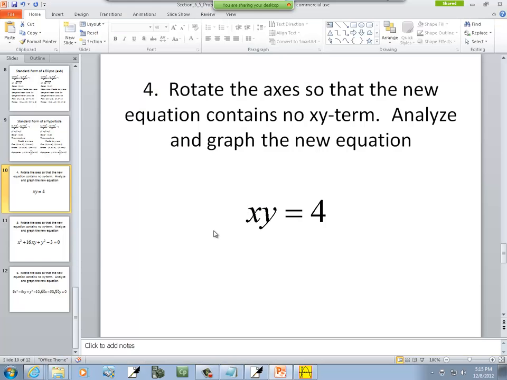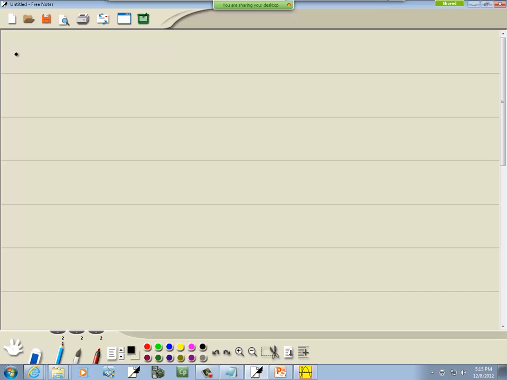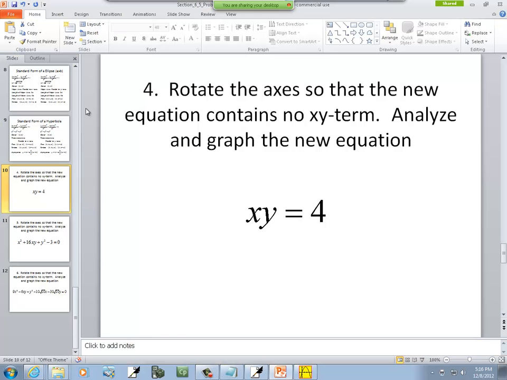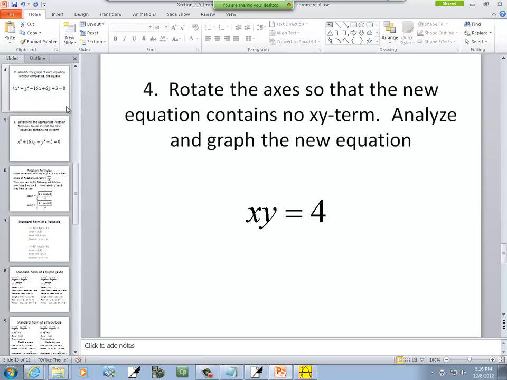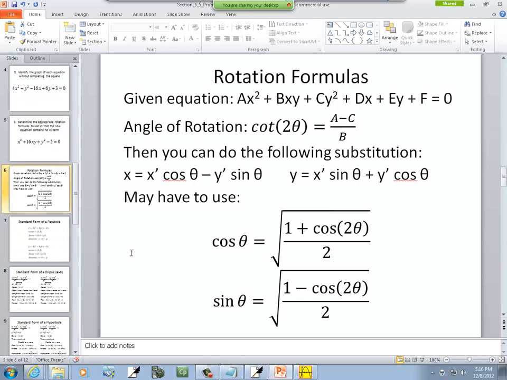It says rotate the axis so that the new equation contains no xy term. Analyze and graph the new equation. Okay, so we got xy is equal to 4. Well, let's come up to our rotation formulas.